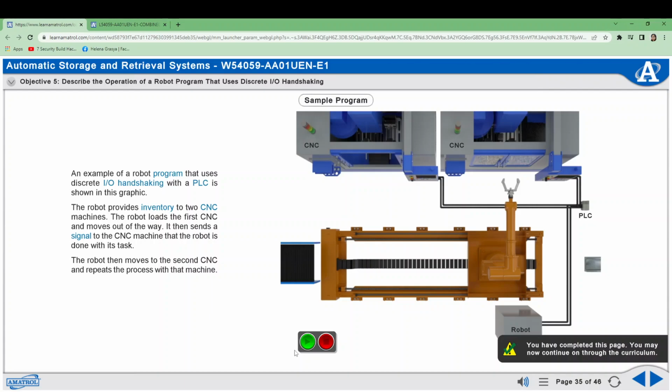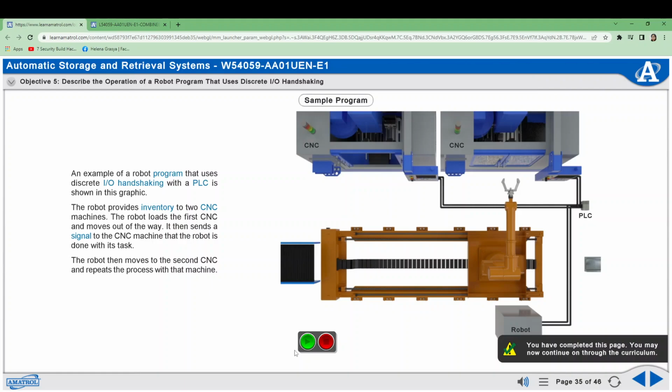Describe the operation of a robot program that uses Ethernet communication. In addition to using discrete I/O communications, robots also communicate with other controllers via Ethernet. Ethernet uses the same cable used to download programs, so there is no additional I/O wiring required. To communicate via Ethernet, robots and PLCs use message instructions.